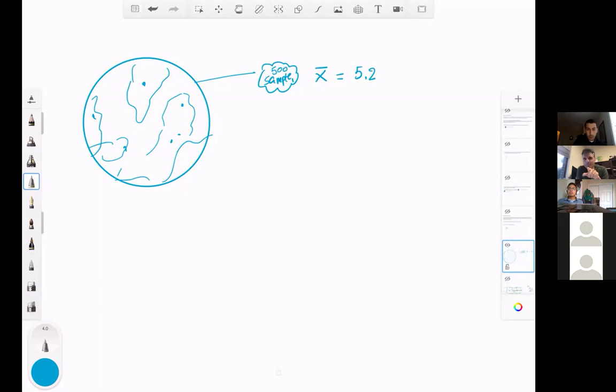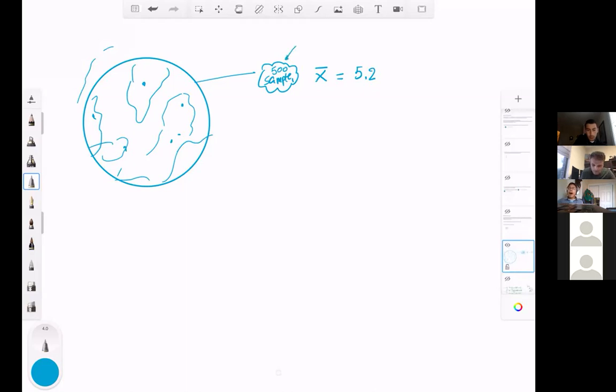So with one sample, are we able to conclude that the average height of the entire Earth is 5.2? No. No way, correct? It doesn't make sense. With 500 people, versus 1 billion people. So we say no. What we do, we're going to apply inference. So we study the sample to get an idea about the population.